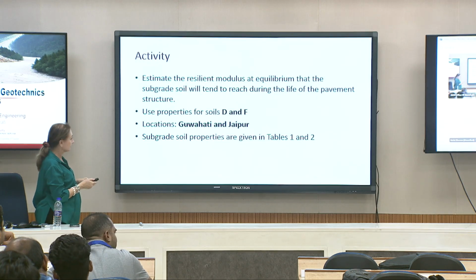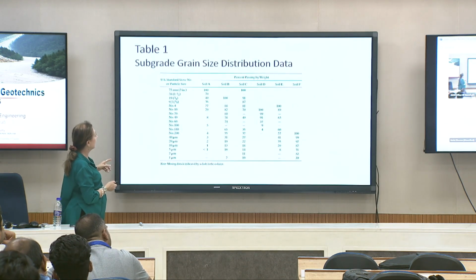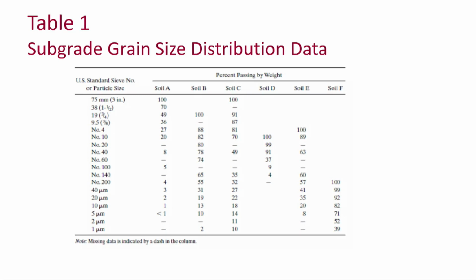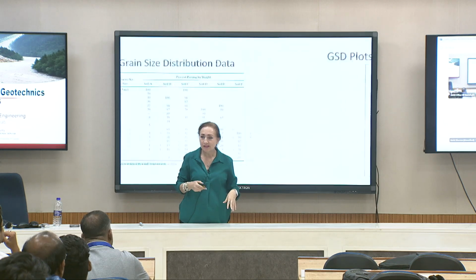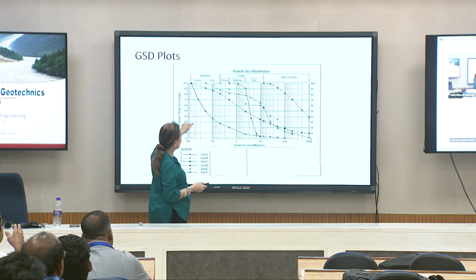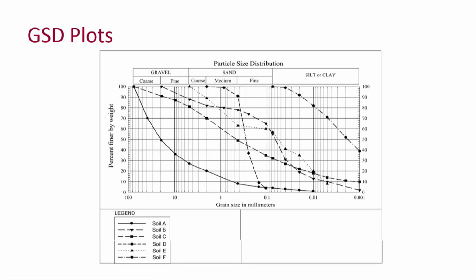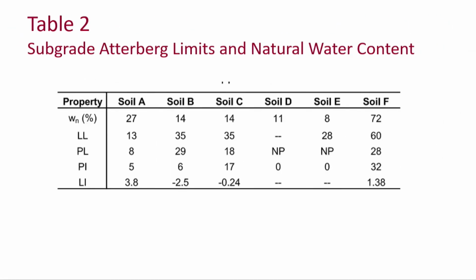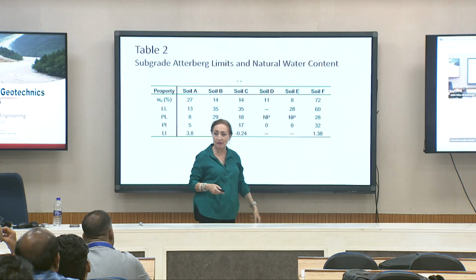Use properties for soils D and F. D and F are here. I just took some soil from, I think, Holtz and Kovacs' book or something. All right. So you got that. And this is the grain size distribution for those soils, soil D and F, right here. One is a very sandy material, PI 0. This is the clay material. These are the liquid limit, plastic limit. D is non-plastic. F is a plastic material. All right.